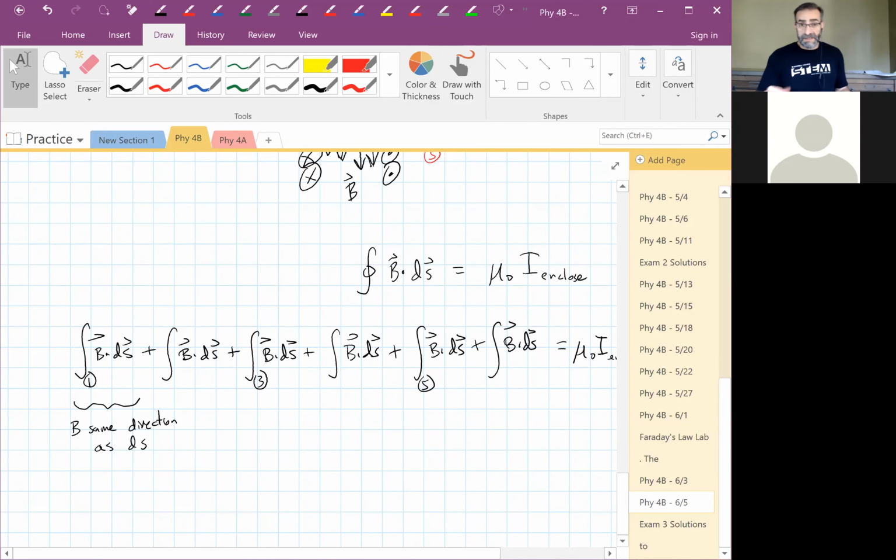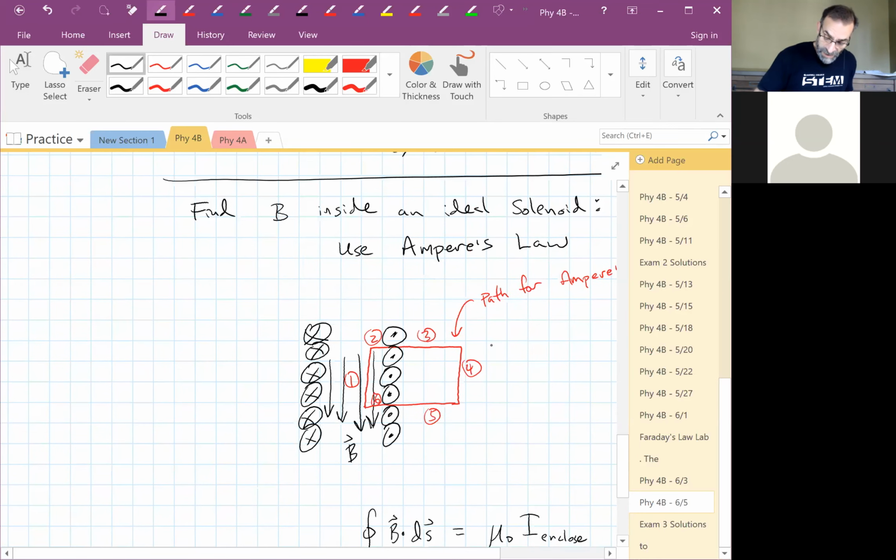And so the dot product goes away. So now we have the integral of B ds. B is constant inside that solenoid, so it comes out of the integral. So this integral is just B times the integral of ds, which is the length of side 1. Let's call that length L.